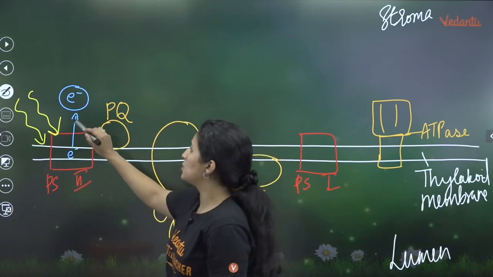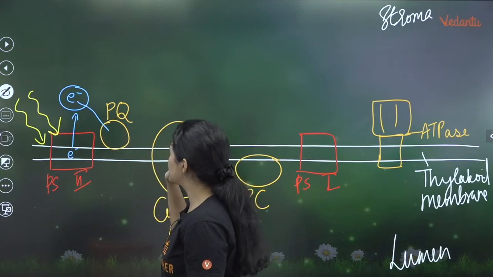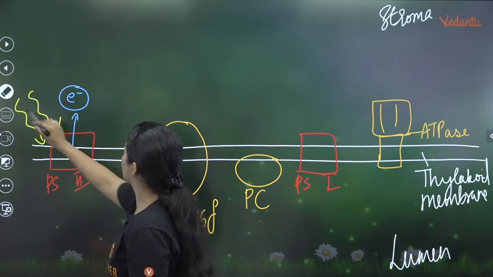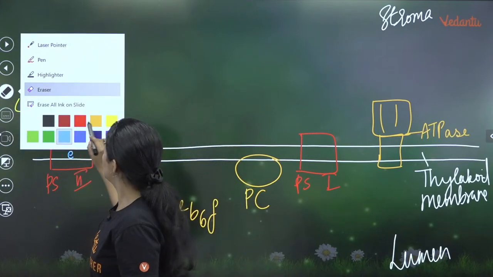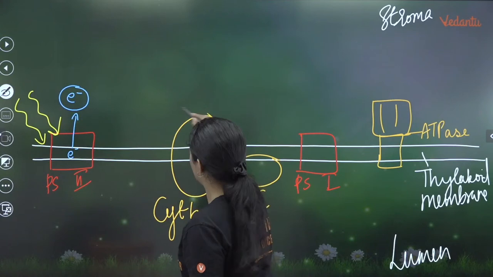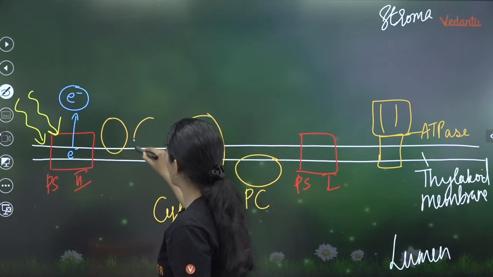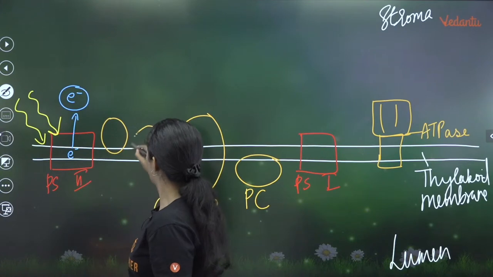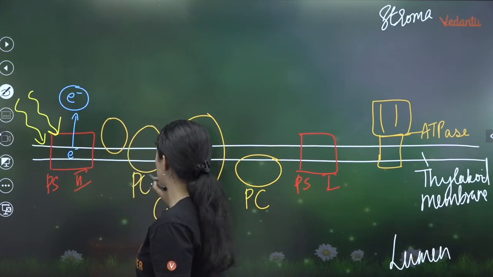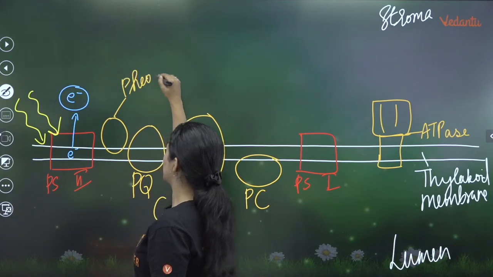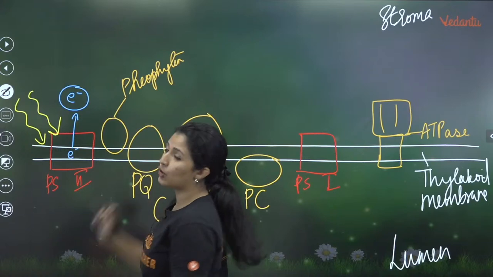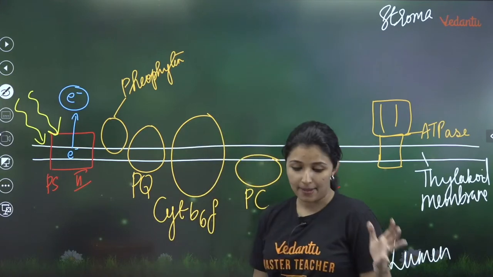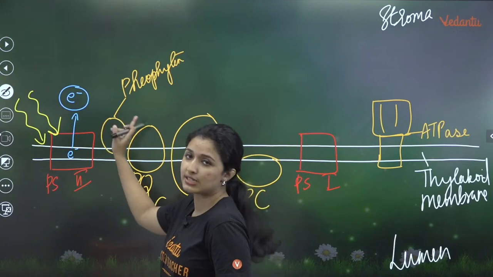This electron is going to be accepted by plastoquinone. I think before that we'll put in our pheophytin also. That's what I forgot. So we have our pheophytin molecule and then we have our plastoquinone. PQ is plastoquinone. This here is pheophytin. Pheophytin is just like a chlorophyll molecule, but it does not have the magnesium in it, so it is colorless.